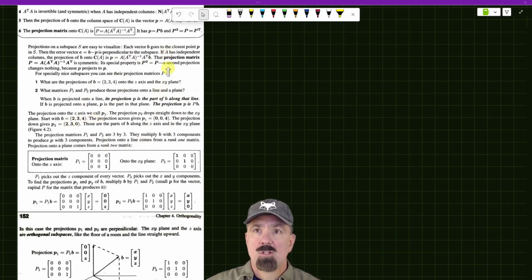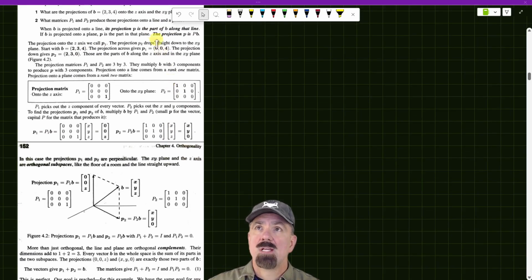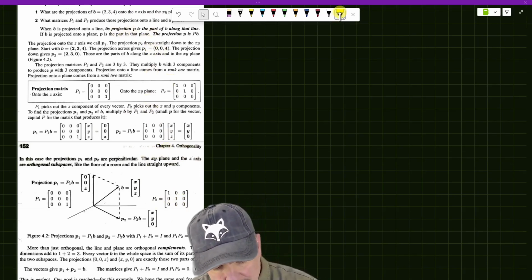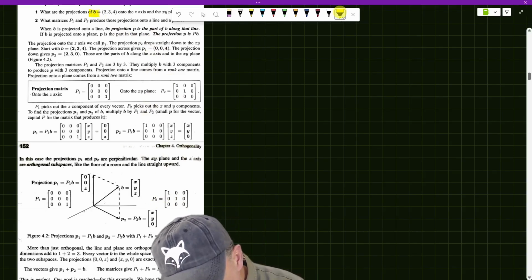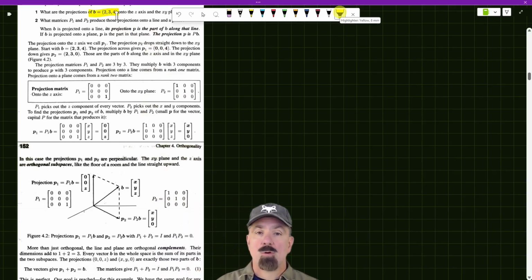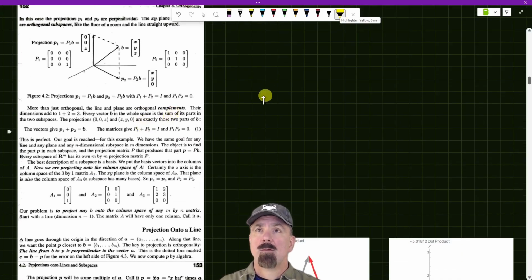So what you want to do is make sure that you read through his example here and understand everything that he's talking about. It's very important. And I'll just point out for you the vector that he's doing the projections for is the vector 2, 3, 4. So all of that is for you to read.